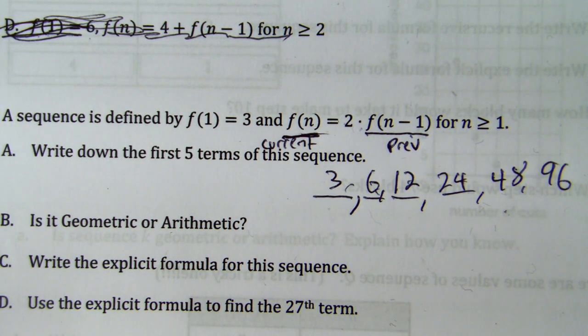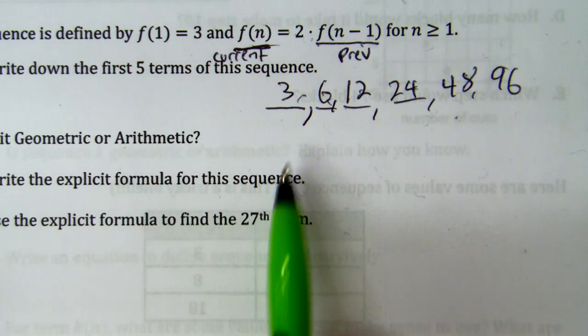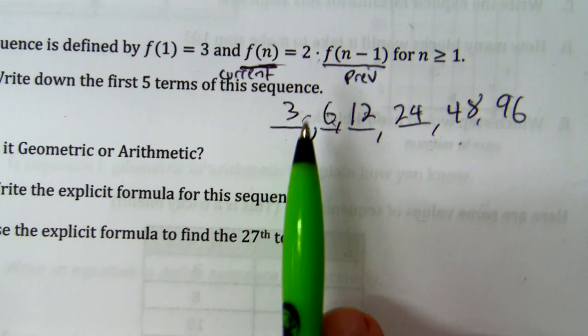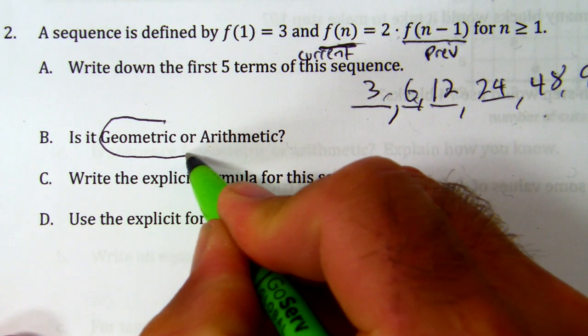Okay, up above I mentioned if you have repeated addition, it's arithmetic. This was not repeated addition, this was repeated multiplication. So this would be considered a geometric sequence.